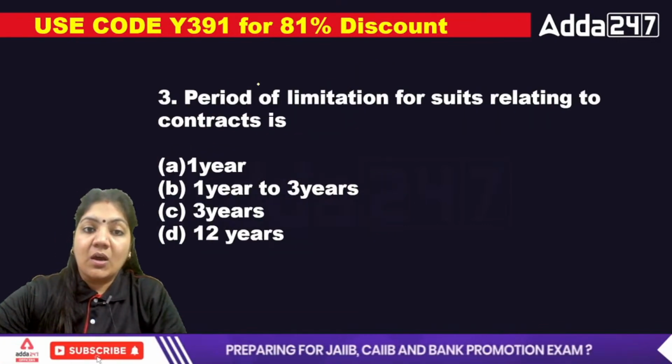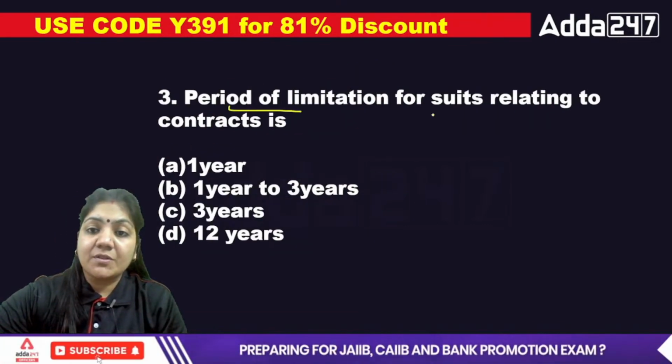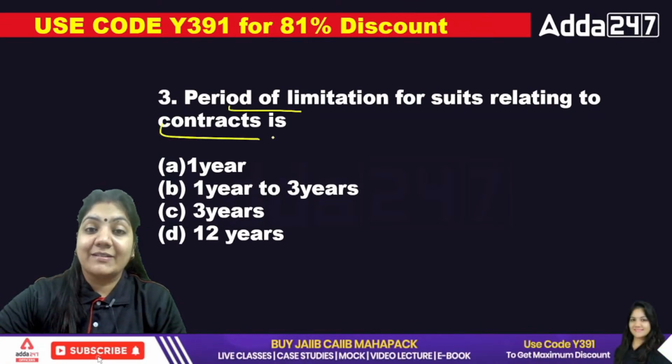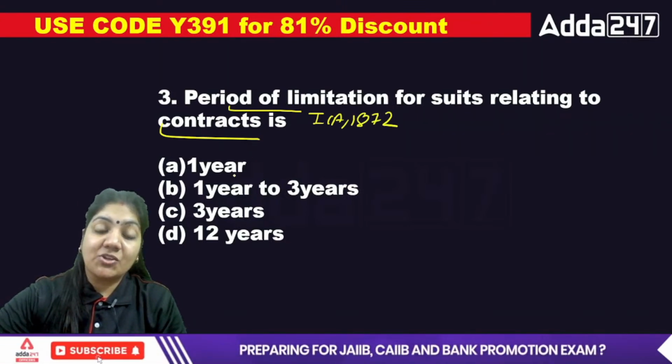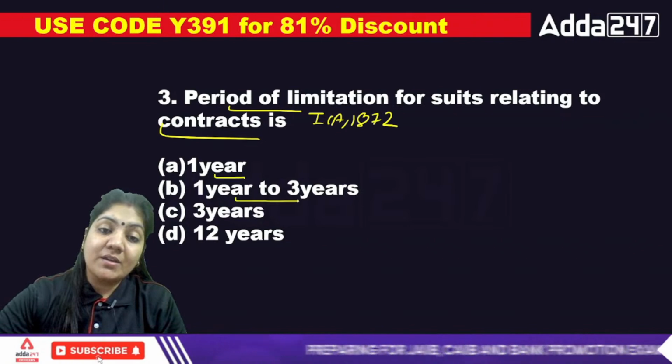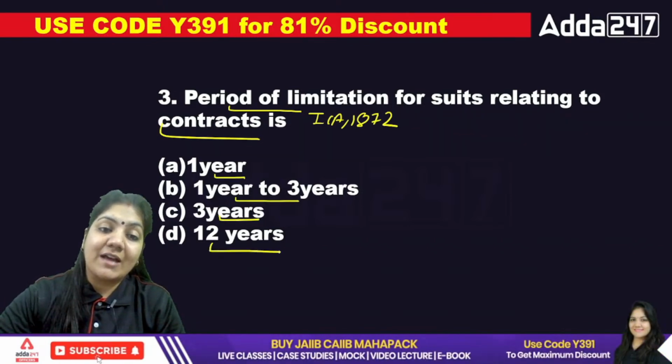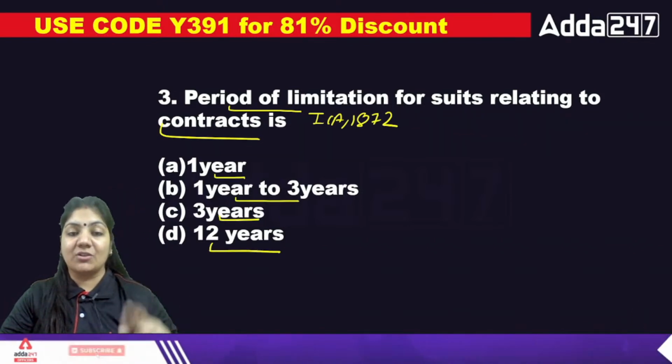Next, the period of limitation for a suit relating to a contract. I think we have read the Indian Contract Act 1872. So now tell me, what is the period of limitation: 1 year, 1 year to 3 years, 3 years, or 12 years? What is the exact answer to the third?